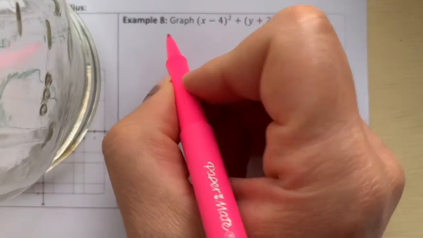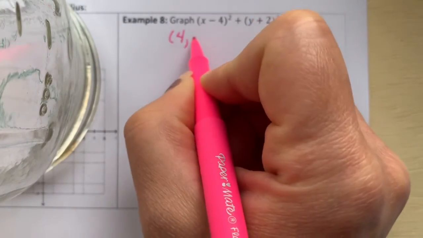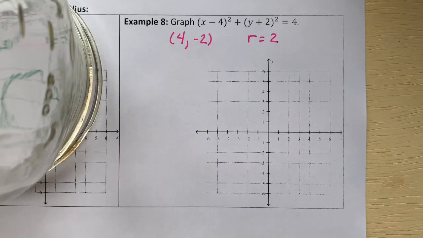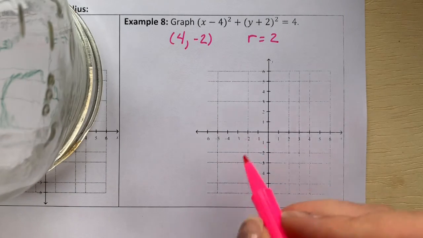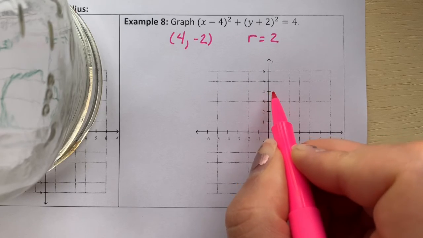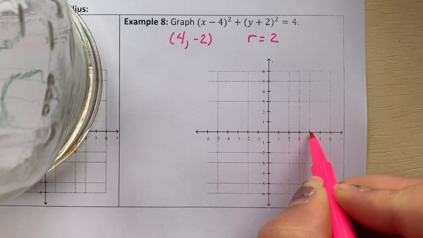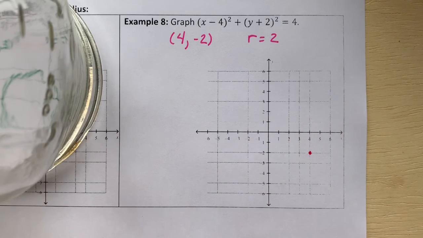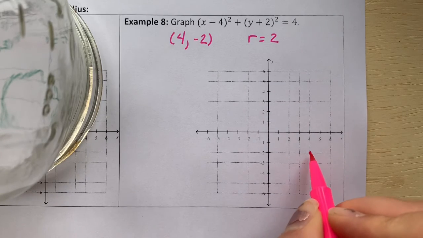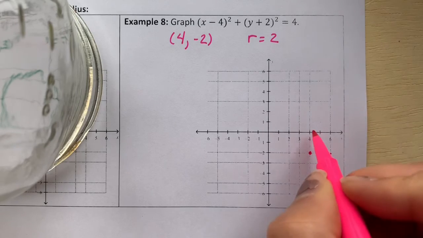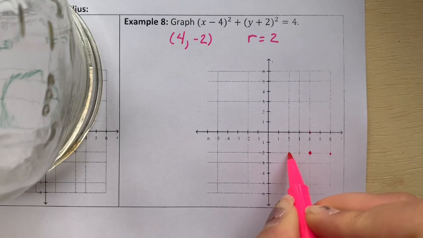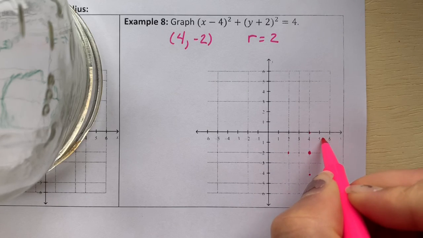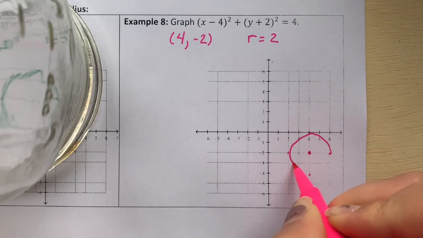So we already found our center to be at 4, negative 2, and my radius to be 2. So now to plot this, I'm going to plot my center, which is at 4, negative 2. And then with a radius of 2, I'm going to put a dot, 2 over, 2 up, 2 over, and 2 down. And then attempt to draw a fairly uniform circle.